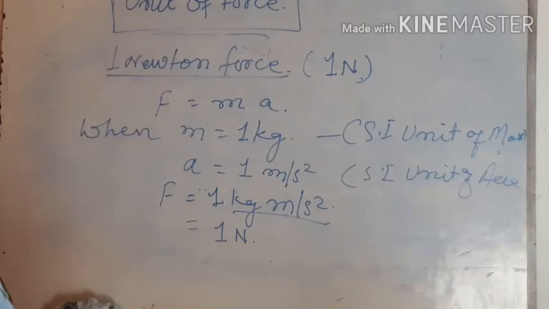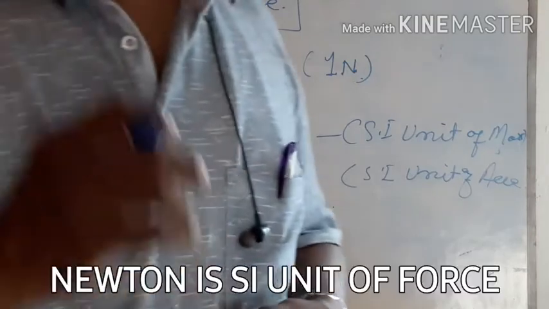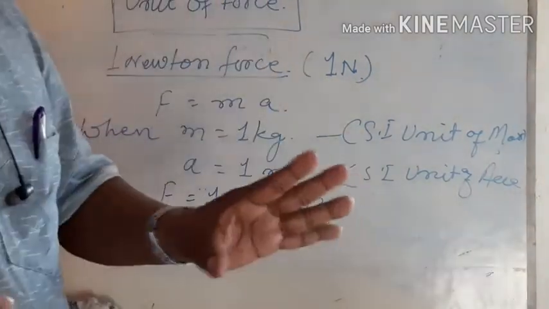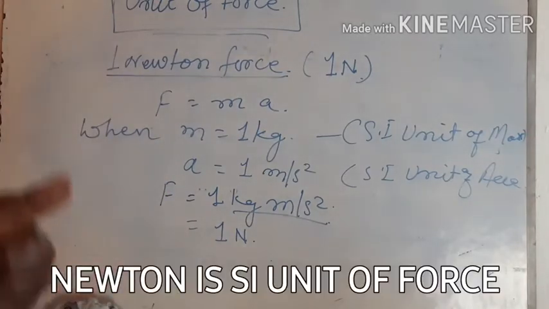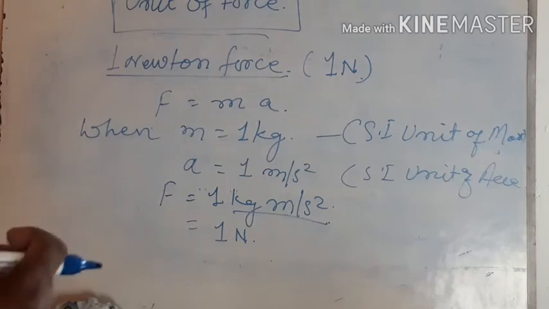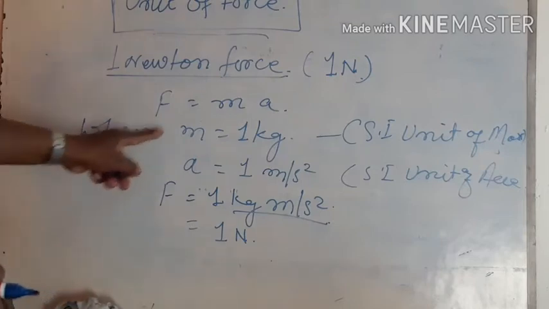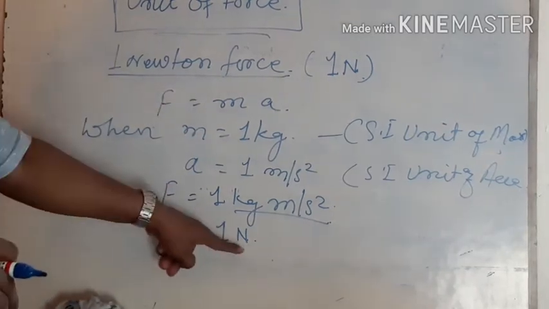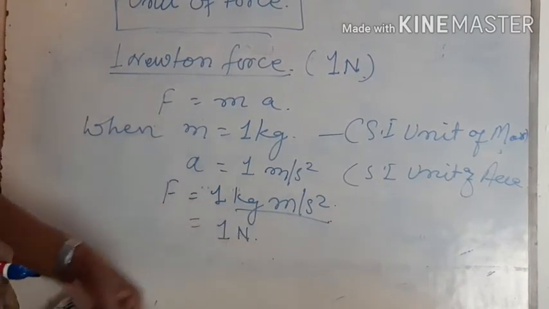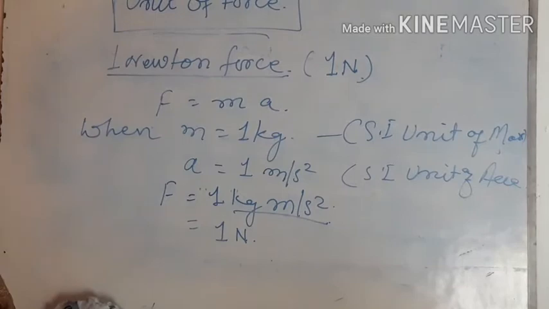So 1 Newton force is defined as that force which acts on a body of mass 1 kg and produces an acceleration of 1 meter per second square. That is called 1 Newton force. So here F is equal to 1 Newton. Now N is the notation for Newton, and when we say Newton, that is in SI units. So remember always, the SI unit of force is Newton.